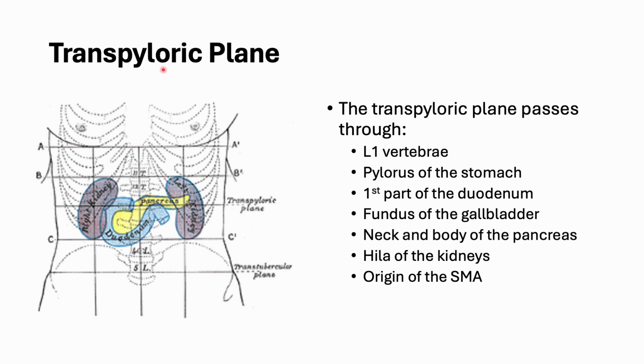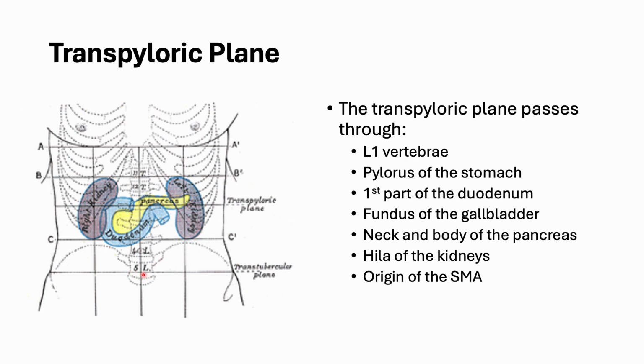Okay, so we were talking about the transpyloric plane. Again, that's what we're using for the nine-region delineation. It's really important to know what structures the transpyloric plane hypothetically passes through. The first structure, and this is not the best image, but we're just going to work with it.